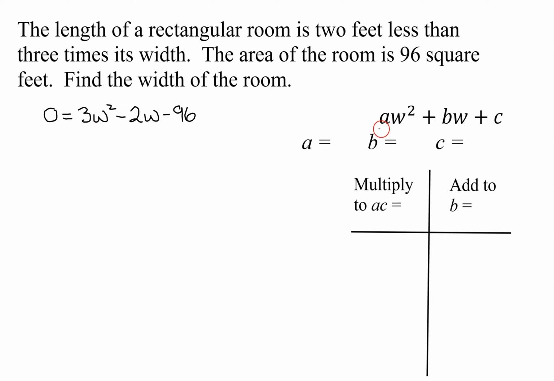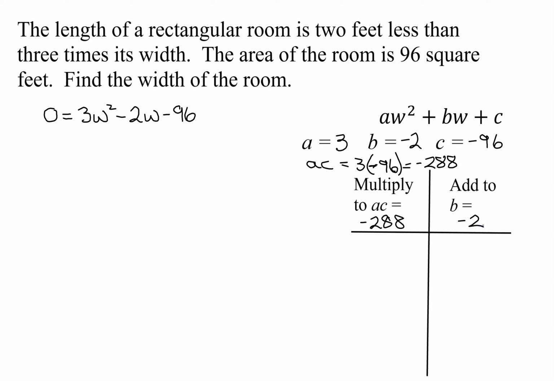And to factor it, we want to compare it to the standard form. So A is the coefficient of the W squared, so A is going to be 3. B is the coefficient of the W, it's negative 2. And C is the constant, it's negative 96. So I need to multiply A times C. So that's 3 times negative 96, which equals negative 288. So I need two numbers that multiply to negative 288 and add to B, which is negative 2.